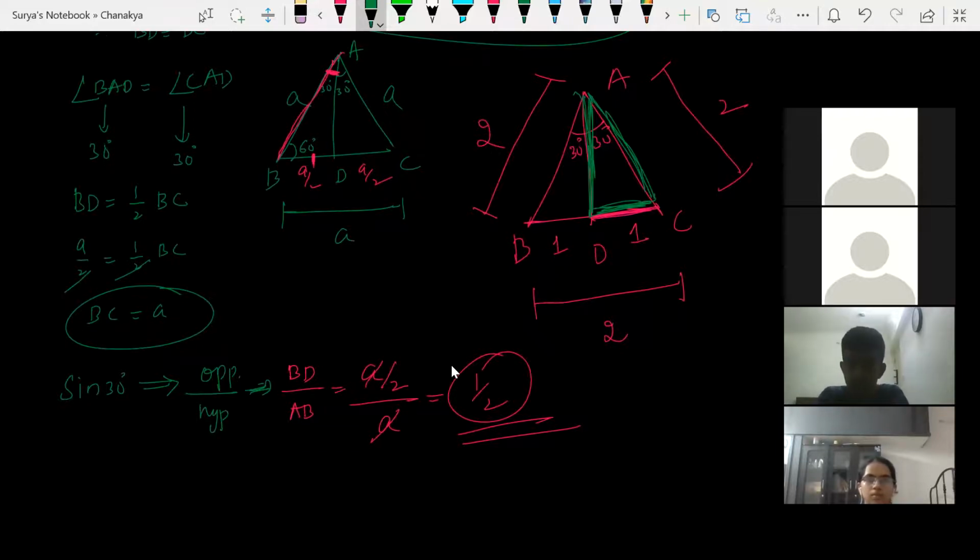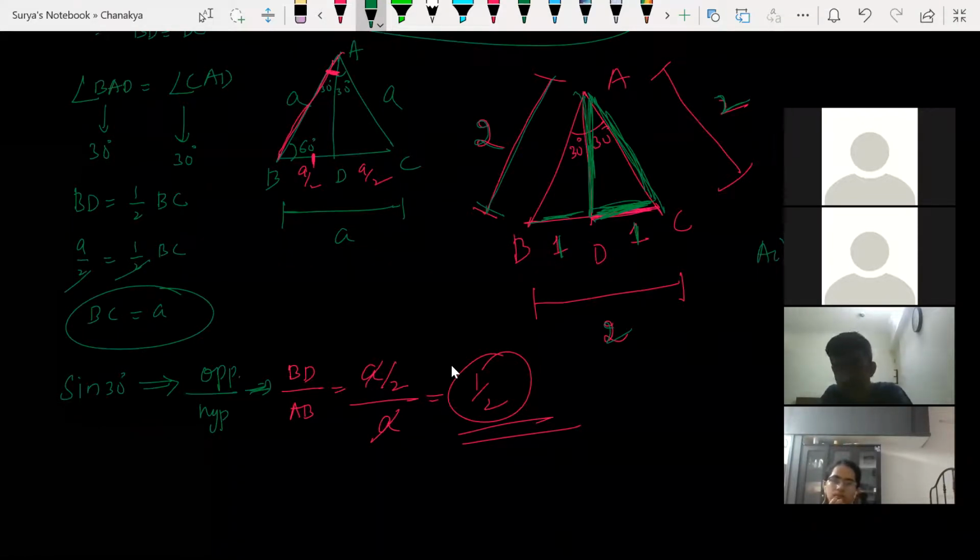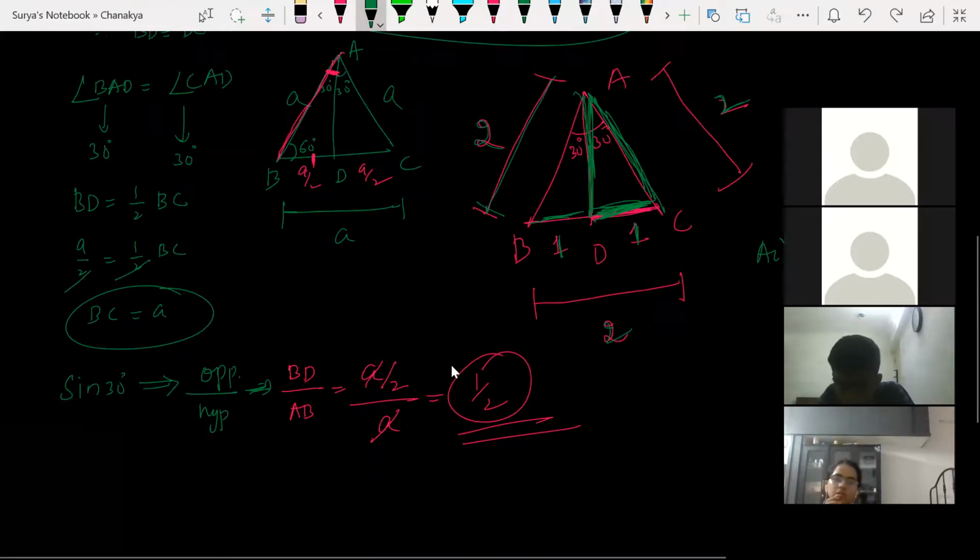If you take an equilateral triangle, let us say I'm just taking all sides as 2. So this is going to be 1, and this is going to be 1. If the base is 1, my hypotenuse is going to be 2. Apply Pythagoras theorem. AC square is 4, DC square is 1 plus AD square. So 3 is equal to AD square. So AD is equal to root 3.